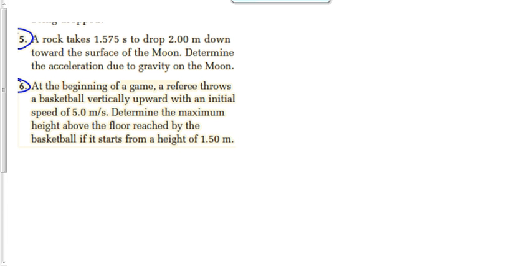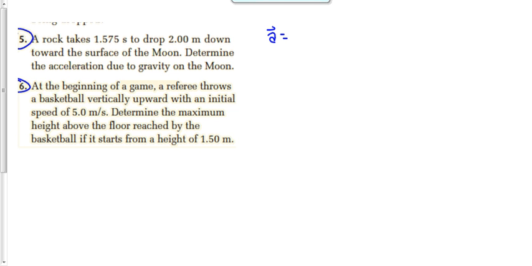I mean, we've done this question for the Earth pretty much, except that we have to recognize that the Earth has a different gravity than the moon. On Earth, it's negative 9.81. What is it on the moon? That's what we're trying to find. So we're looking for A here.